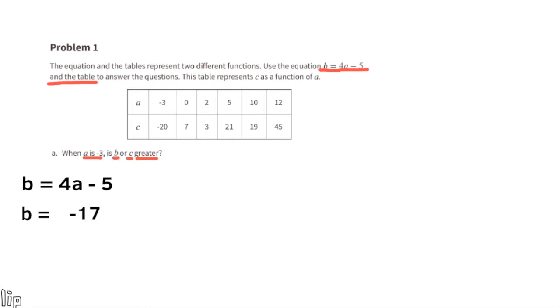The table shows us when a equals negative 3 that c is equal to negative 20. Since negative 17 is greater than negative 20, b is greater than c when the value for a is negative 3.